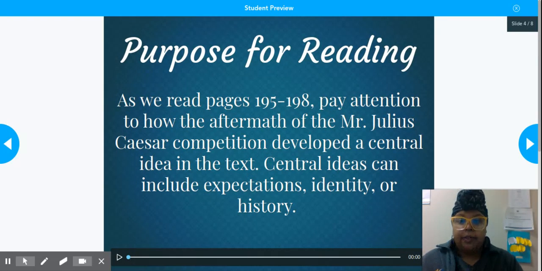As we read pages 195 to 198, I would like for you to pay attention to how the aftermath, so the effects of the Mr. Julius Caesar competition, developed a central idea in the text. Central ideas can include expectations, identity, or history.